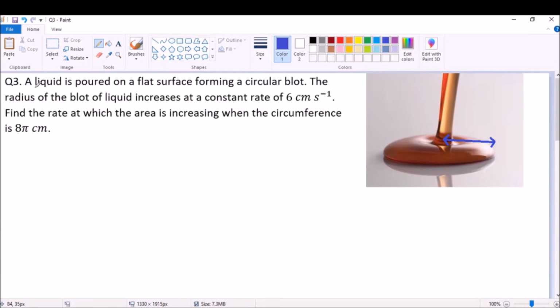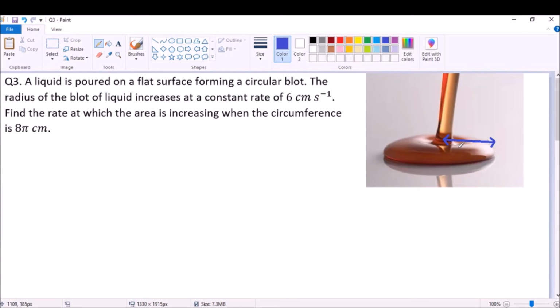Question 3. A liquid is poured on a flat surface forming a circular block. The radius of the block of liquid increases at a constant rate of 6 cm per second. Find the rate at which the area is increasing when the circumference is 8 pi cm.